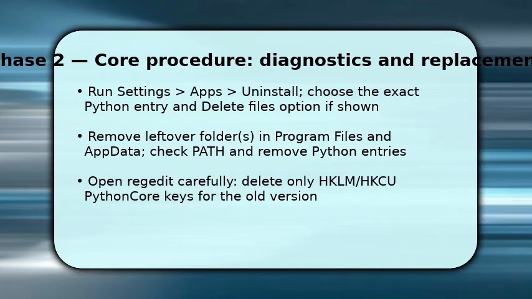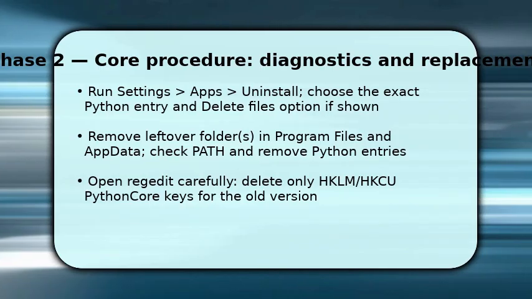After the GUI step, manually delete any remaining installation folders under Program Files and AppData to avoid conflicts. Then edit environment variables and remove PATH entries pointing to the old Python and Scripts directories.